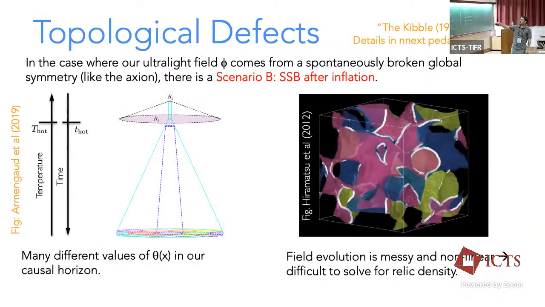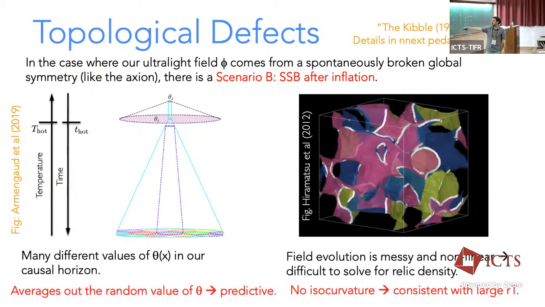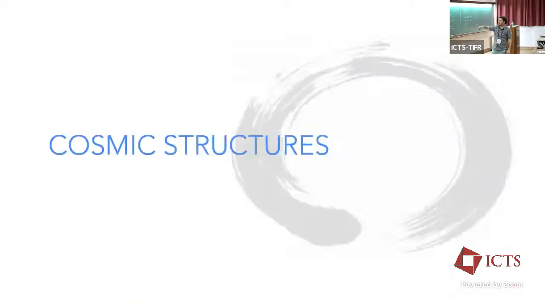This slide is about this scenario where spontaneous symmetry breaking happens after inflation. In this case, the field evolution is very messy. You get what's called topological defects. We're going to talk about this a lot in the next lecture, so I'll skip it for now. Right. So yeah, you asked about fluctuations in the field. Exactly. Now we're going to start talking about fluctuations in this scalar field and the formation of cosmic structures.